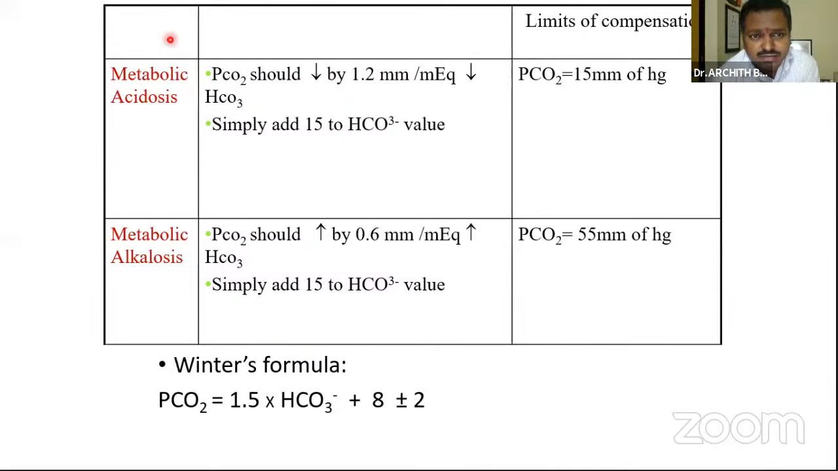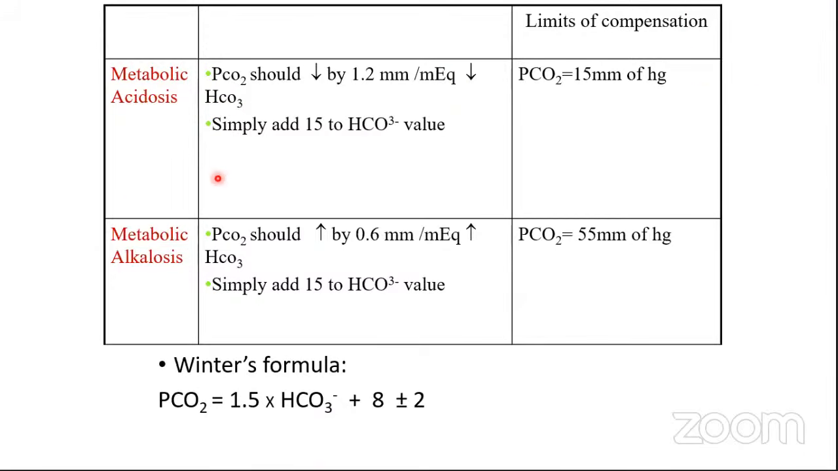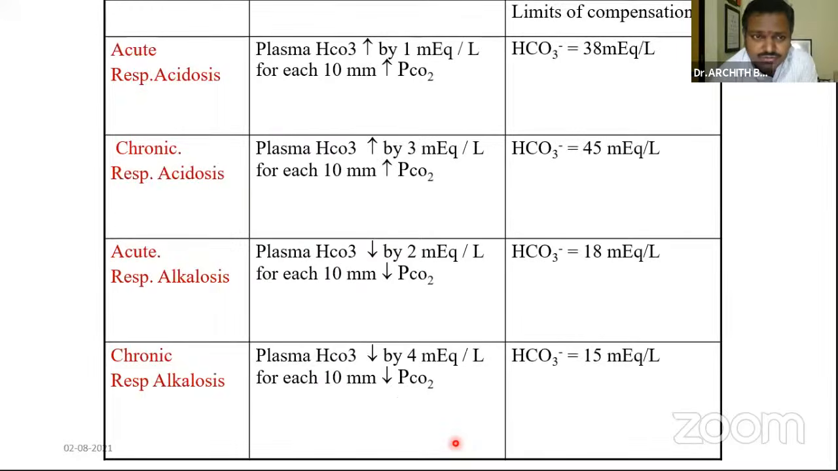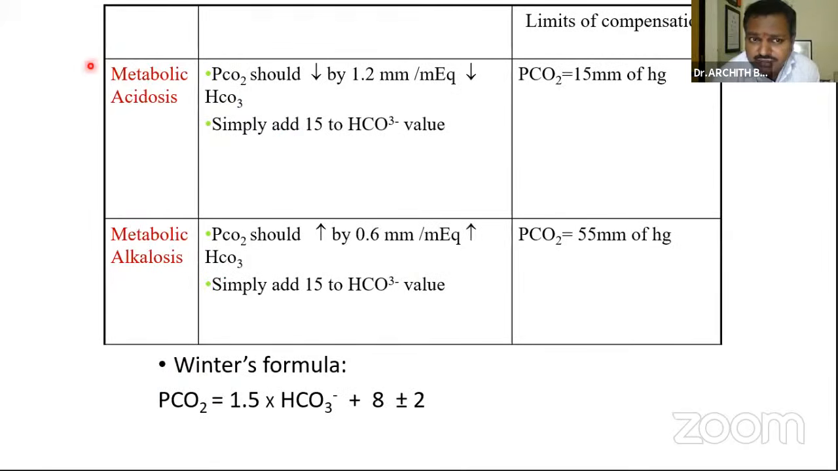So remember, in metabolic acidosis, the PCO2 should decrease by 1.2 millimeters per bicarbonate drop that we are seeing. That is the compensation. The maximum it can reach is 15. If it is metabolic alkalosis, it should increase by 0.6 millimeters per milliequivalent rise. So that would be for the metabolic; metabolic only we see about acidosis and alkalosis.